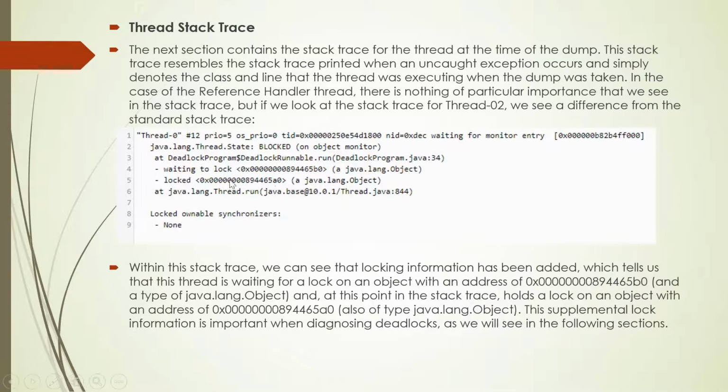Now within this particular screenshot, you can see there is a particular address mentioned, which will be the address of your object on which your thread is currently locked. Next, you have the address of the object on which your thread is waiting to acquire a lock.